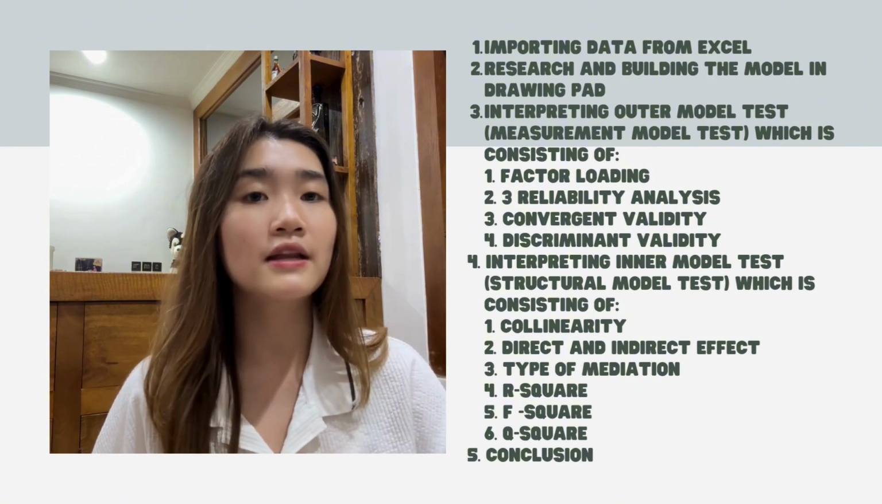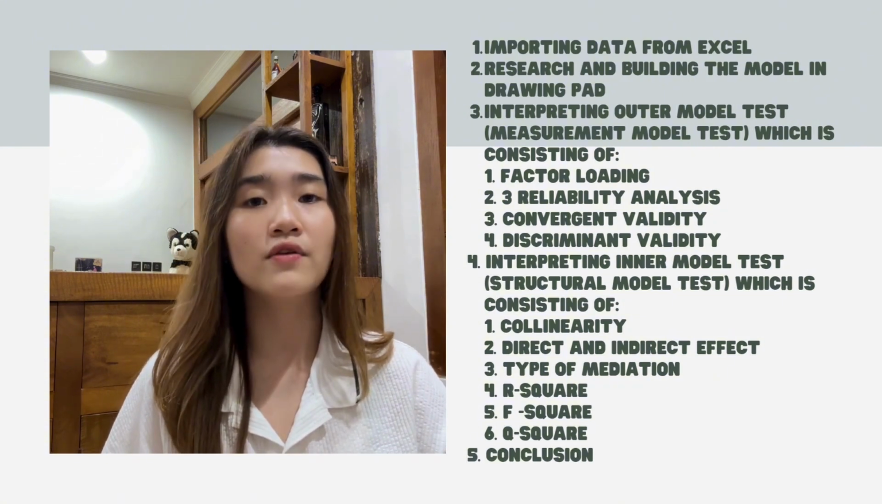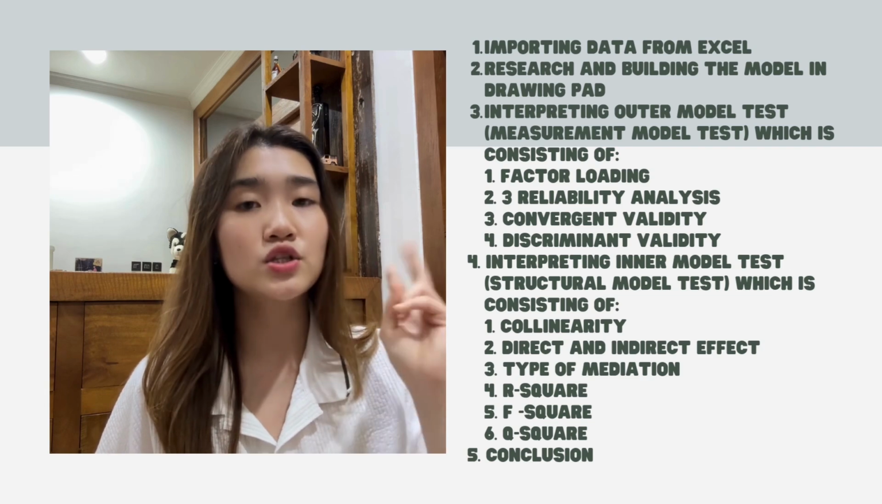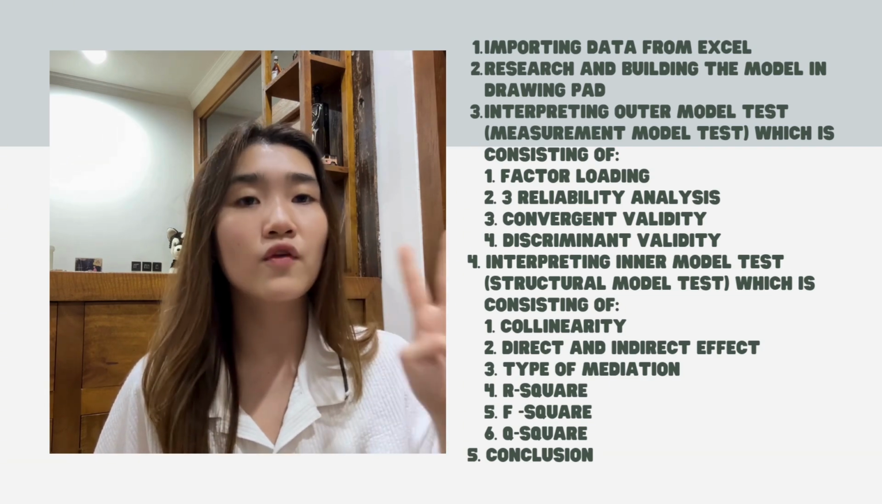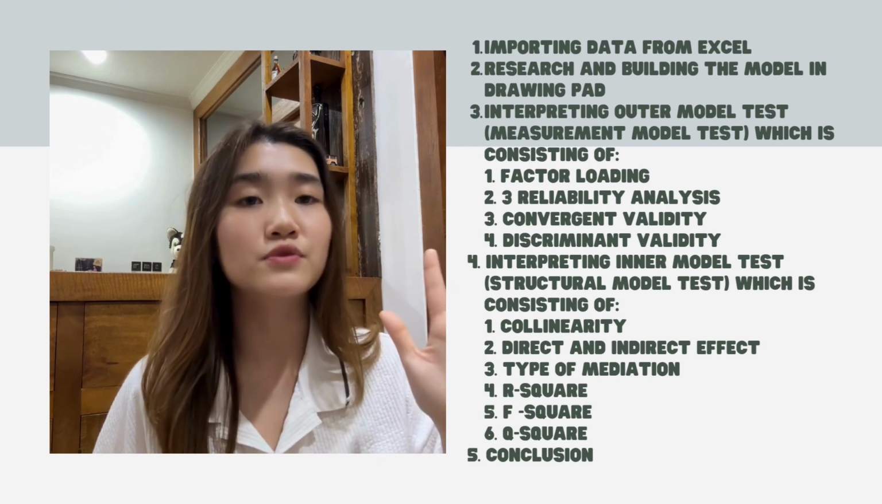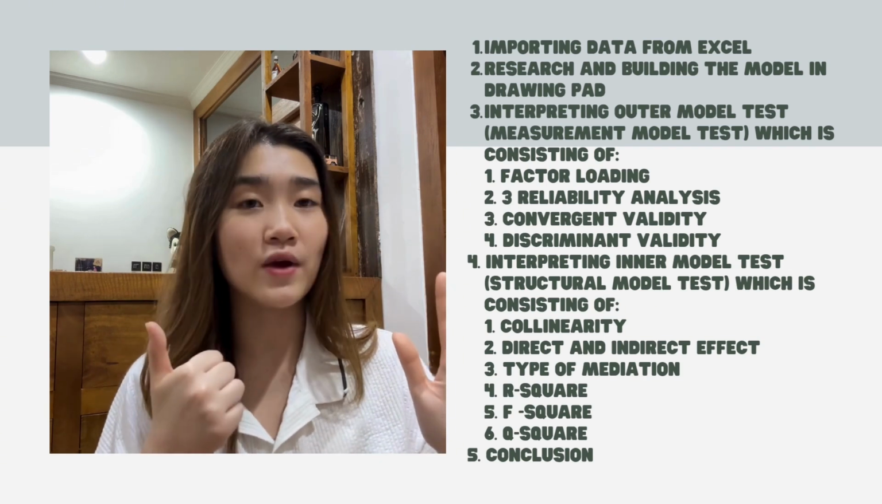4. Interpreting inner model test, which consists of 1. Collinearity, 2. Direct and indirect effect, 3. Type of mediation, 4. R squared, 5. F squared, and 6. Q squared. And lastly, conclusion.